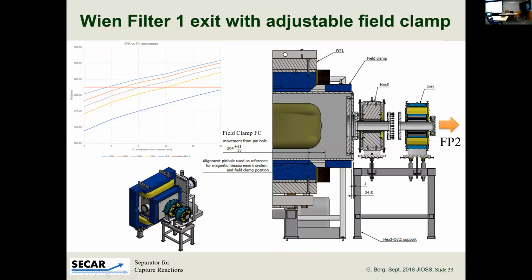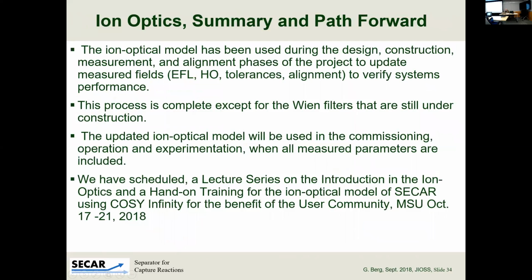Hexapole and Octupole here. And I think this is my summary. The ion optical model has been used during the design, the construction, the measurement, and alignment phase of the project to update the measured electric field, higher orders, tolerances, alignment, to verify the system performance. So you have a calculation that includes all, if not most of it.